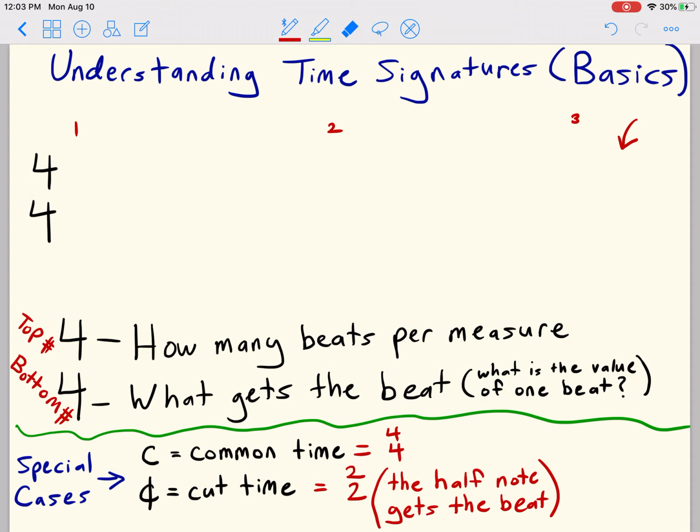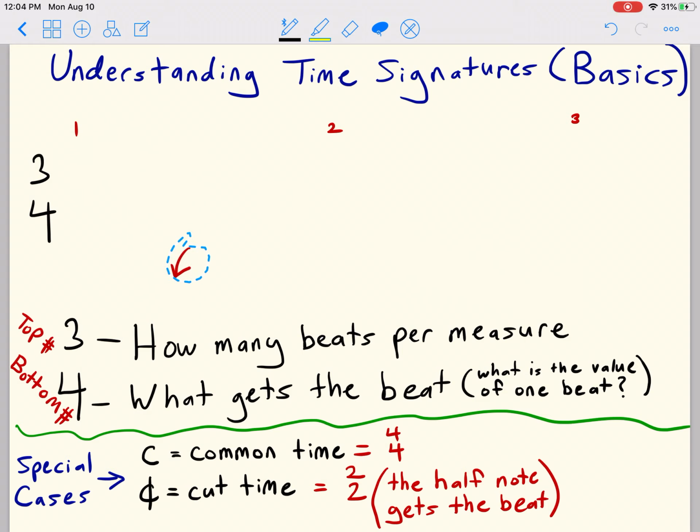And then we'll count a couple. Okay, so if we wanted to change the time signature to 3/4, what would that mean? I'm going to change it over here. We know that the top number tells us how many beats are in each measure, so we're going to have 3 beats in each measure.